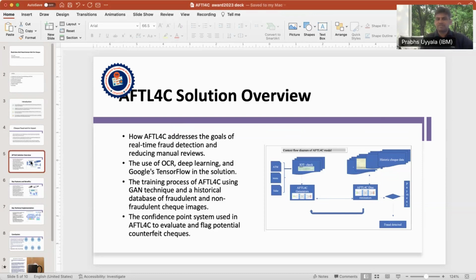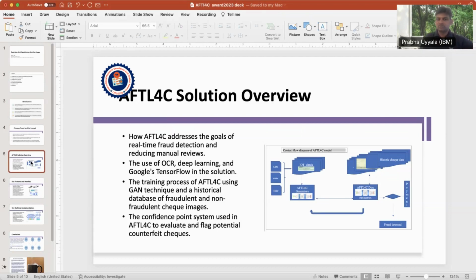The training process of the AFTL uses GAN, generative adversarial network techniques, and the historical database of fraud. A GAN model has two components: a generator and a discriminator. We train the discriminator using the bank's historical data, good checks and bad checks, because the discriminator learns what the features of a good check look like, what the density is, and what the values are going to be. It also learns about bad checks.